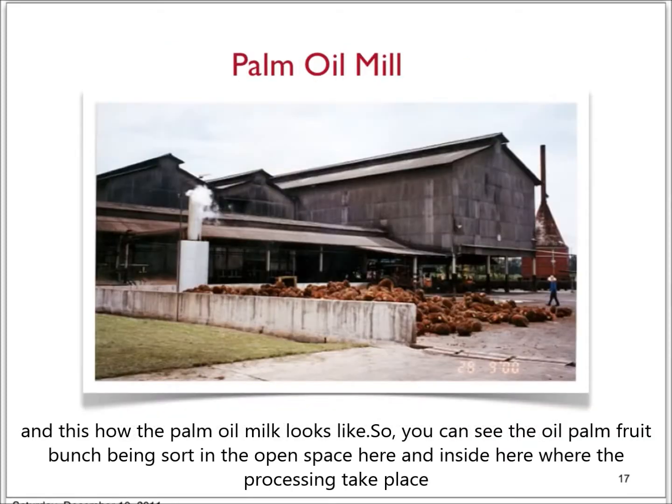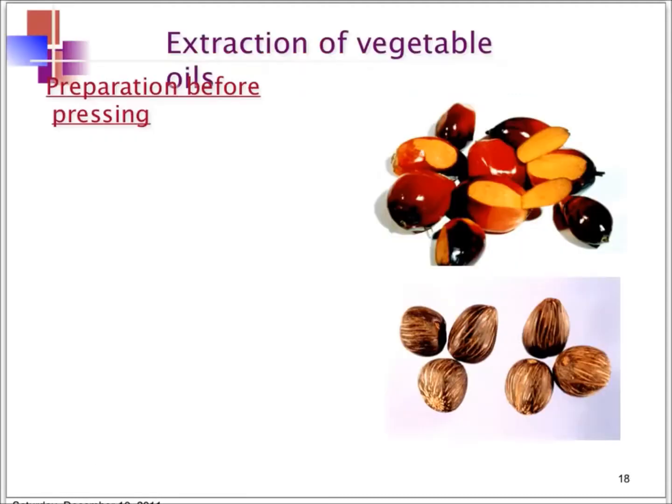And this is how the palm oil mill looks. You can see the oil palm fruit bunches being stored in the open space here, and inside is where the processing takes place.